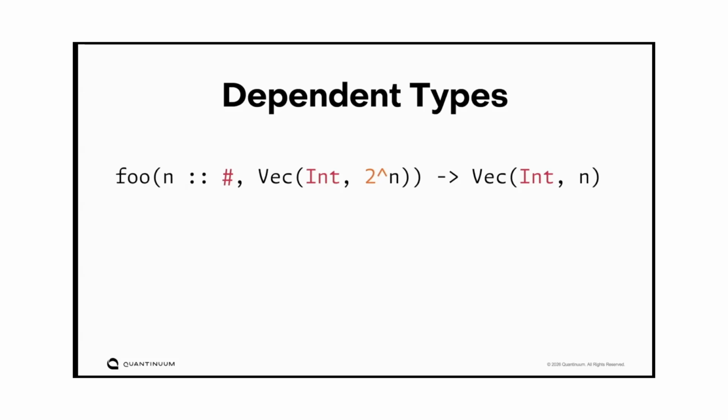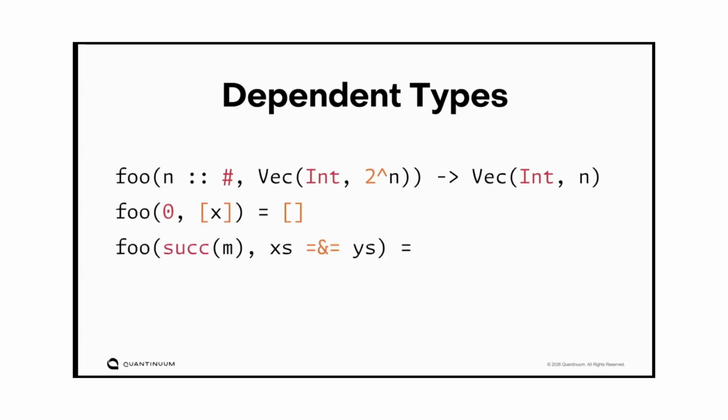For example, if n is 0, then we know, okay, 2 to the n is 1, meaning this must be a vector of length 1. And then the only thing we can return here is an empty vector. And then if n is the successor of something, so n is equal to n plus 1, then we know that this is going to be at least 2 to the n plus 1, okay?